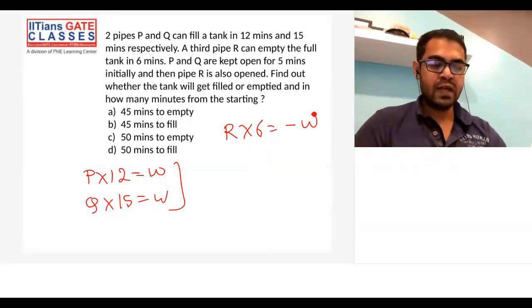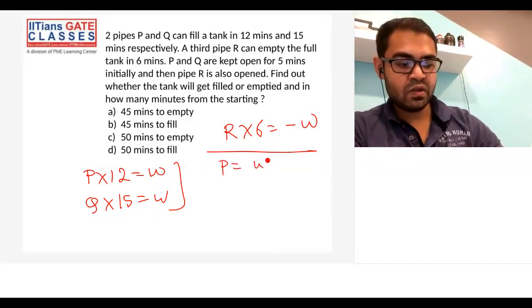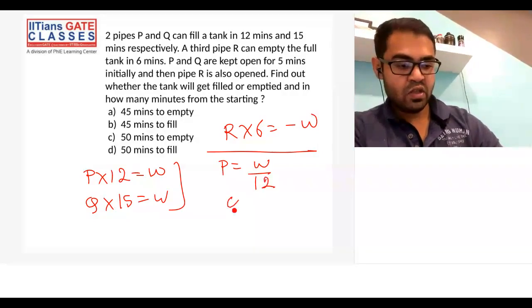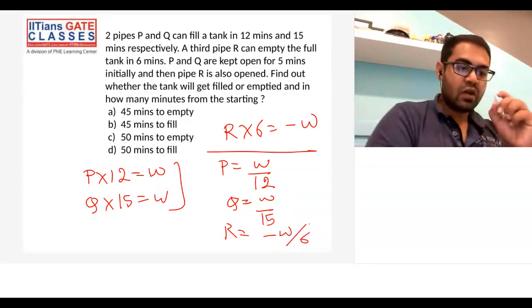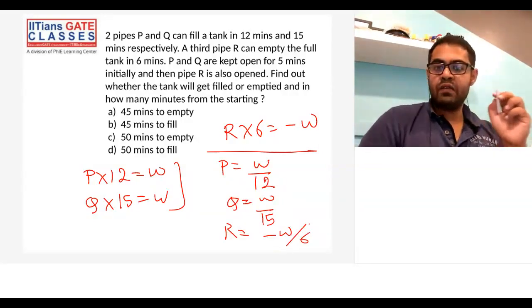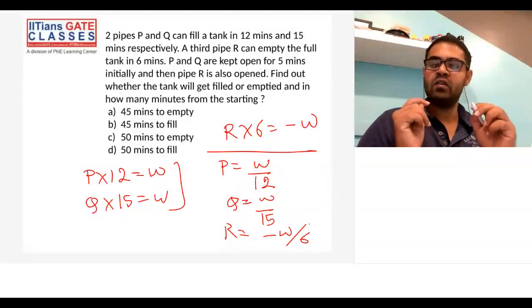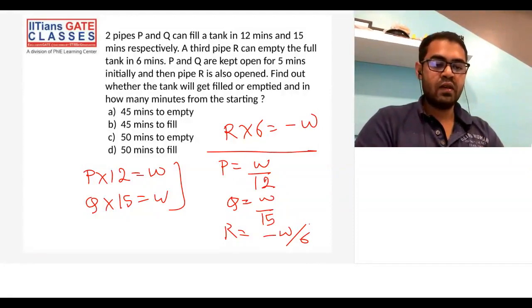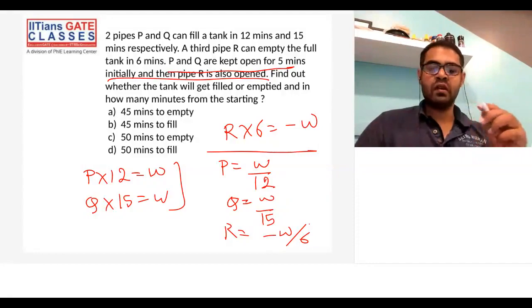So for that, I'll just write the equations. P is equal to W by 12, Q is equal to W by 15, and R is equal to minus W by 6. Now I want to figure out if all three pipes are working together, will we be able to fill up the tank or not? They are saying after P and Q, R is also open. That means all three are working together.